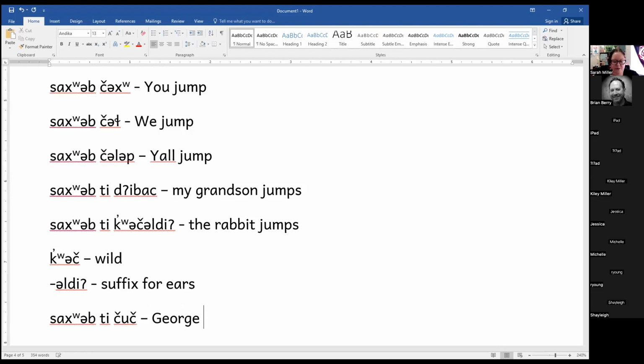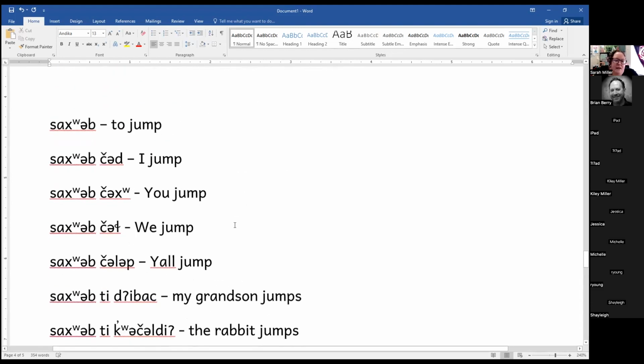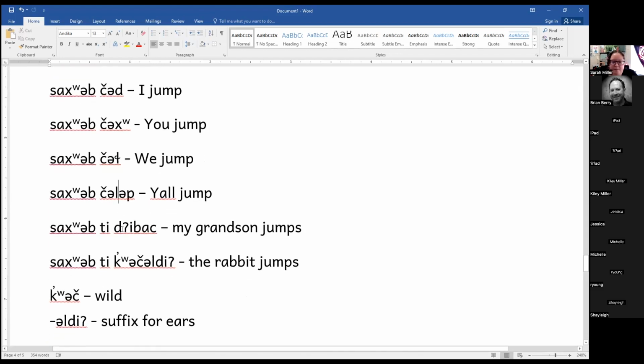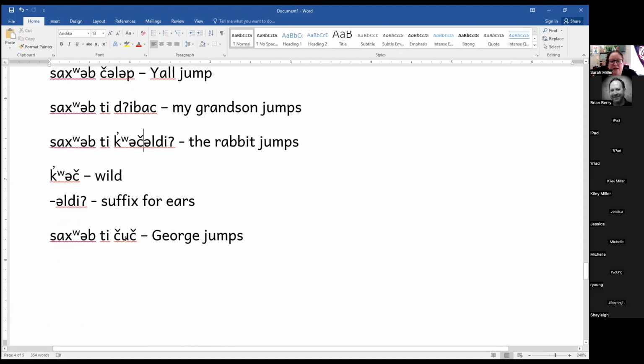George jumps. So Softweb Chud, Softweb Chuff, Softweb Chush, Softweb Chalup, Softweb Teed Ebots, Softweb T Quatcheldi, Softweb T Chooch. Remember, Quatch for wild, Uldi for ears, wild ears. So the wild ears jumps, basically.